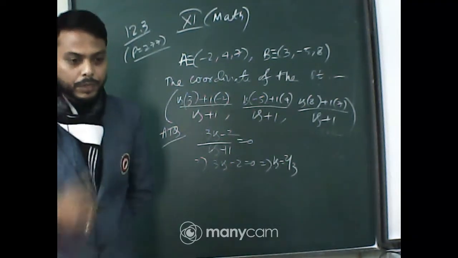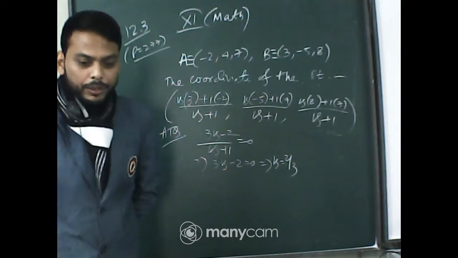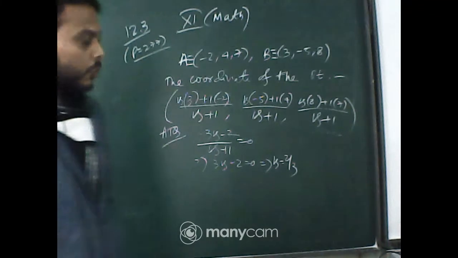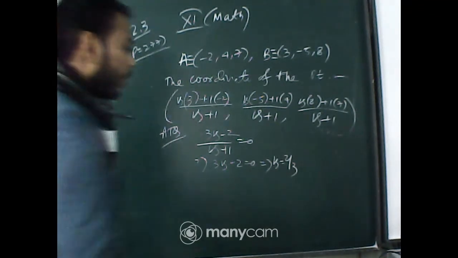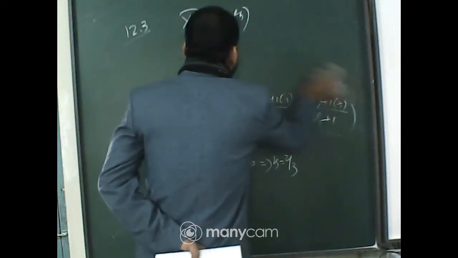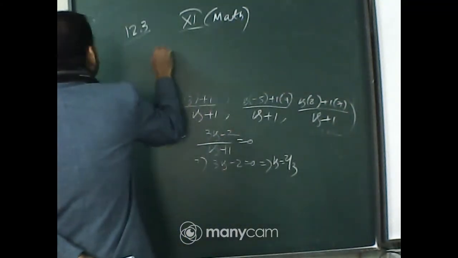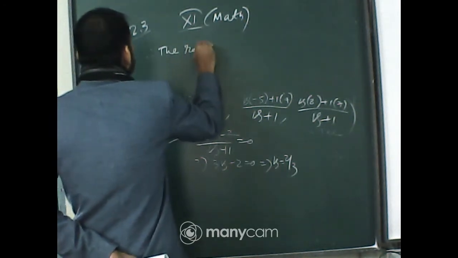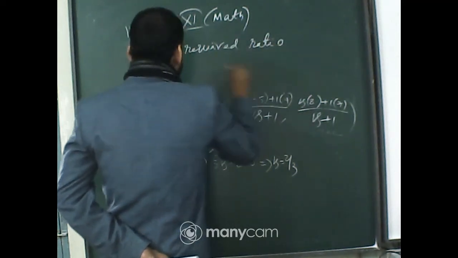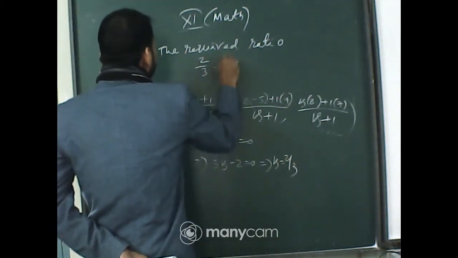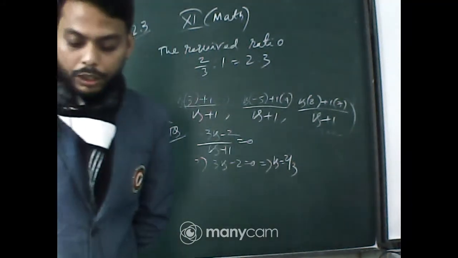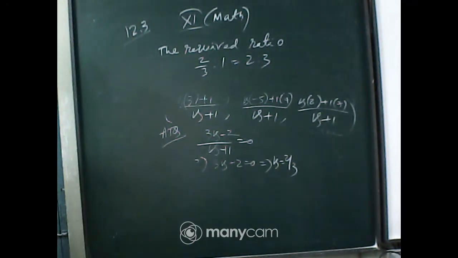Respond to me, those of you who are doing the class. I am erasing the board now. Therefore the required ratio will be 2 by 3 is to 1, that means 2 is to 3, because you can't leave it in fractional form, you have to convert it into integral form. Isn't it?